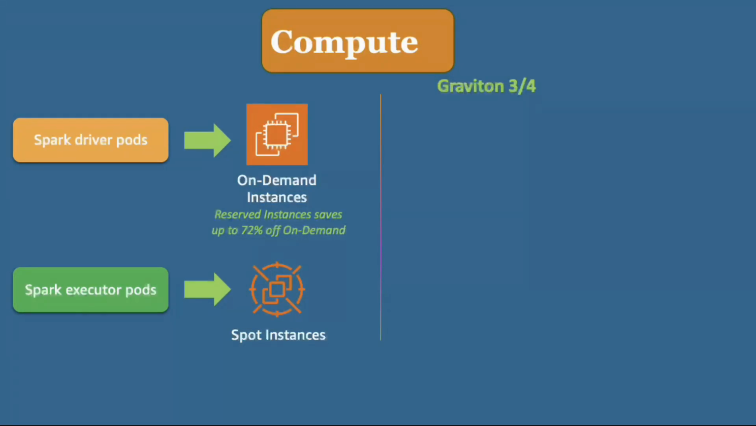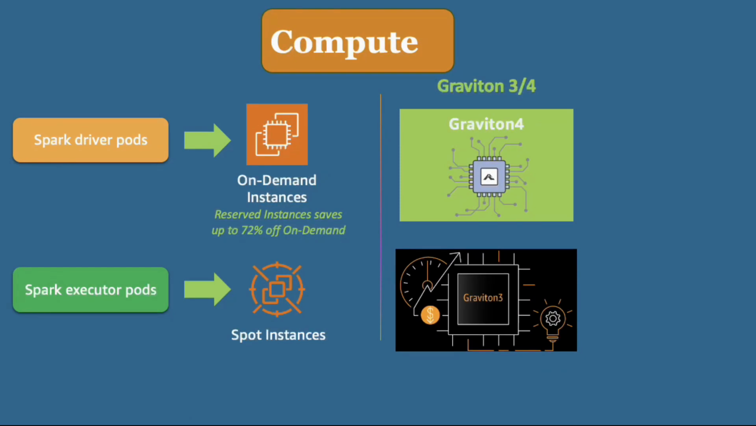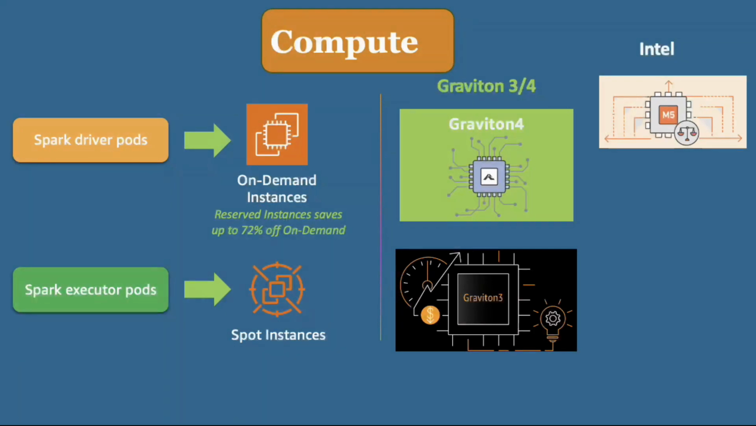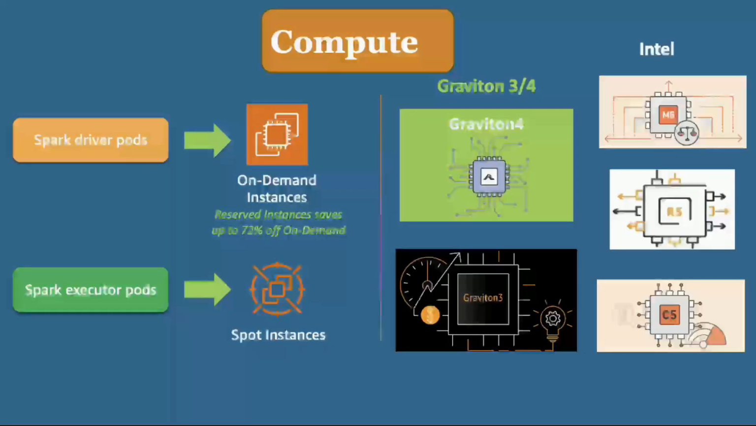And with respect to the architectures, we have both Intel and Graviton. Within the Graviton, we have both the Graviton 3 and Graviton 4 family of processors. Each provides different price and performance characteristics, so customers can leverage that as well to reduce the cost and improve the performance. From Intel instances, typically there are three types of instances. One is the general purpose, which is M series, and second one is memory intensive, which is R series, and the third one is a compute intensive instance type, which is C type.